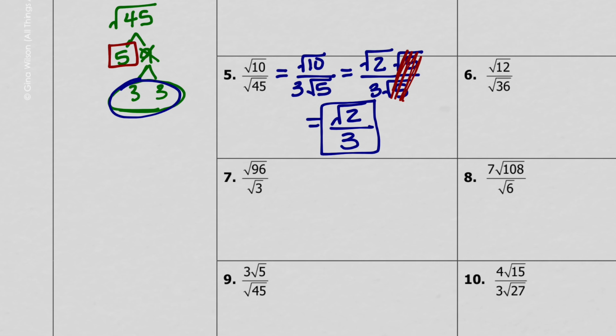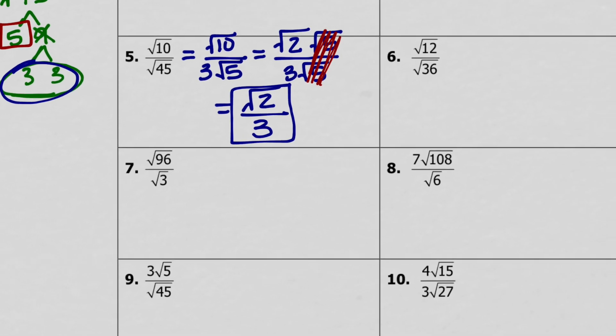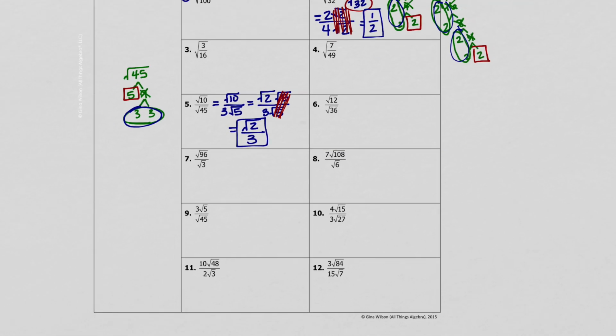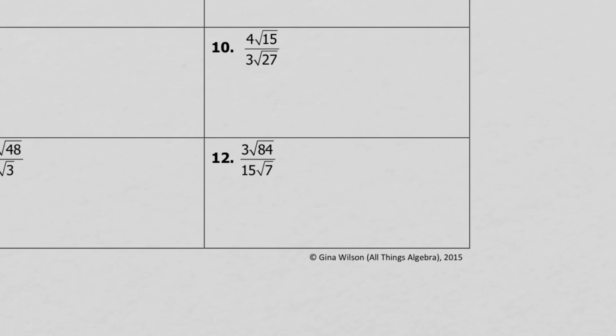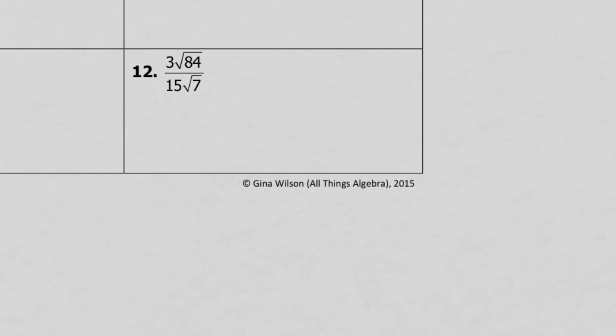All right, so let's see. I want to find one. I think all of these are going to simplify pretty well the same. So let's come over. Let's do one more that has a number on the outside. So let's just do one of these bottom ones. Let's go all the way to number 12. Okay. All right, so we need to simplify square root of 84. And square root of 7 doesn't simplify, but let's do 84 here.